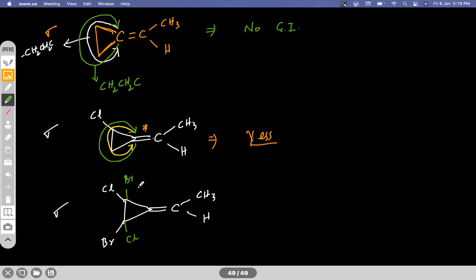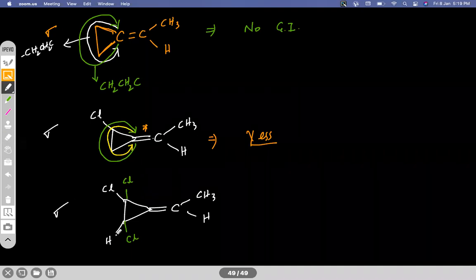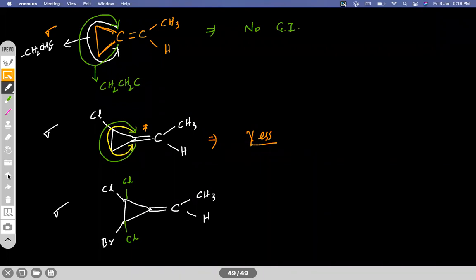What about this? Not possible. What about this? Possible. What about this? What happened, Siddha? What is the route? Tell me. Previous one. This one.